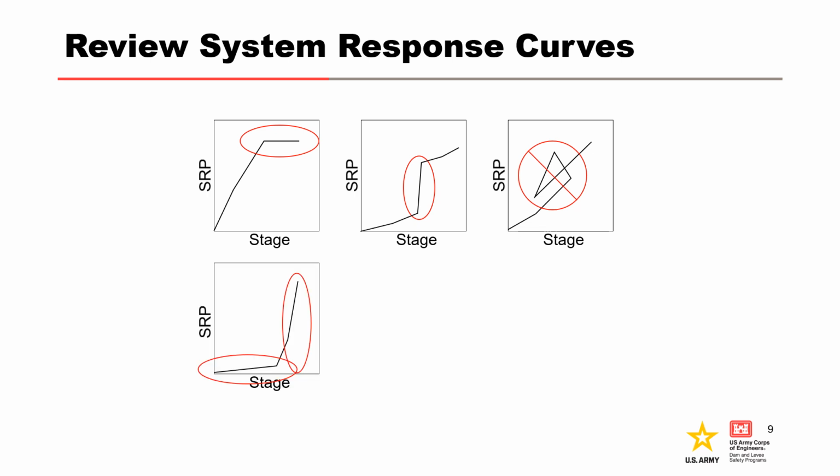This is an example of a brittle system with a threshold stage where performance changes dramatically. Are sufficient points defined over small but critical ranges of stages?